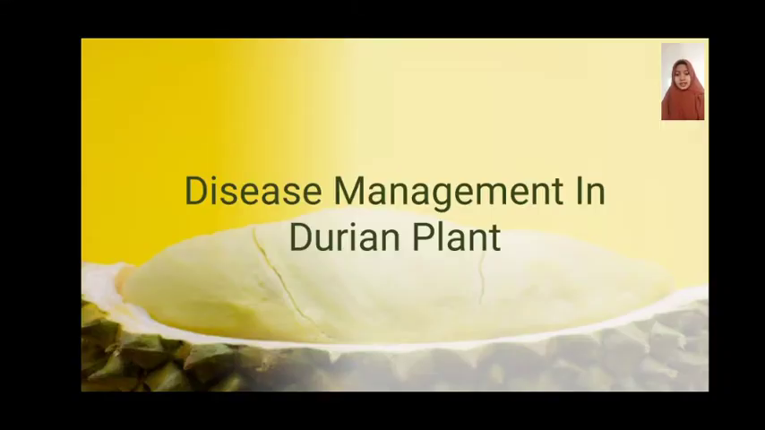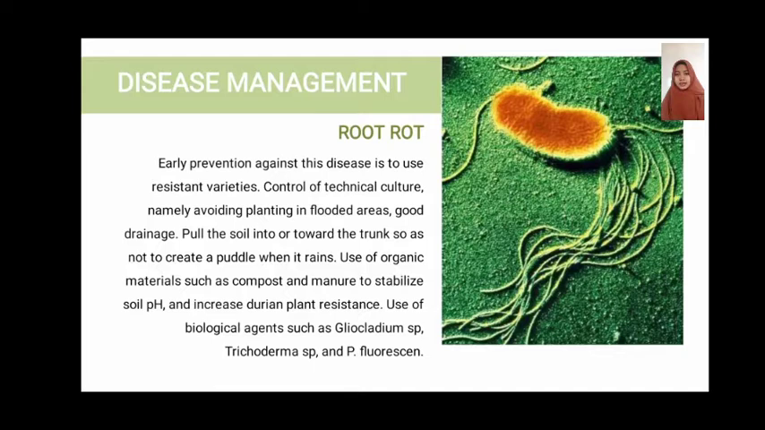Next, disease management in durian plants. Disease management for root rot. Prevention against this disease is to use resistant varieties. Technical culture, namely avoiding planting in flood areas without drainage. Pull the soil toward the trunk so as not to create puddles when it rains. Use of organic matter such as compost and manure to stabilize soil pH and increase durian resistance. Use of biological agents such as Pseudomonas sp., Trichoderma sp., and Gliocladium.